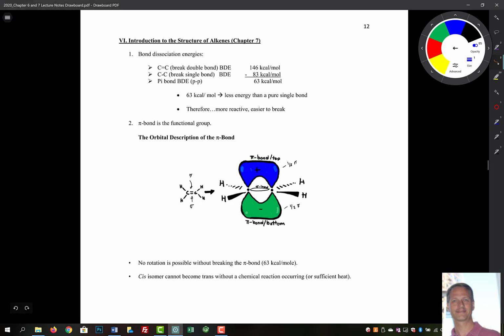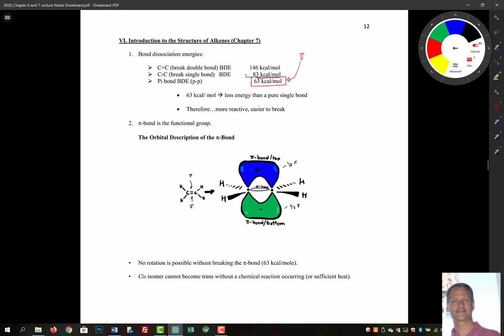So we have a carbon-carbon double bond. To break that double bond, it's 146 kcals per mole. Breaking that carbon-carbon single bond is 83 kcals per mole, which means that to break the pi bond is 63 kcals per mole. Because remember, a double bond has an overlap of a p orbital and a sigma bond. So that's what it requires to break just that pi bond, right? Now, because of that, it's more reactive and easier to break because it has less energy, at least BDE, as compared to your carbon-carbon single bond.